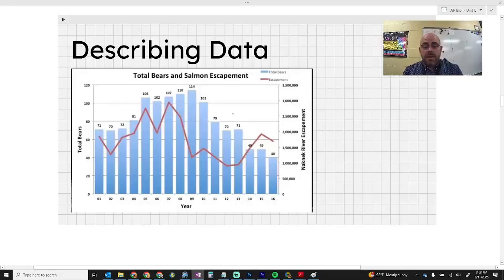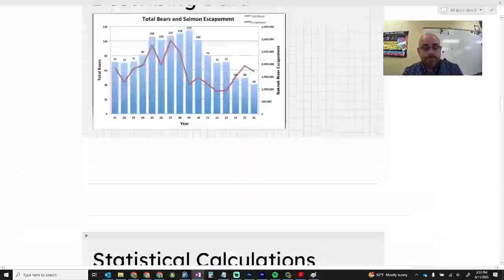You're describing this data. You're making heads or tails of it, right? You could say you're making an evaluation of it as well. That's another way you could think of it.